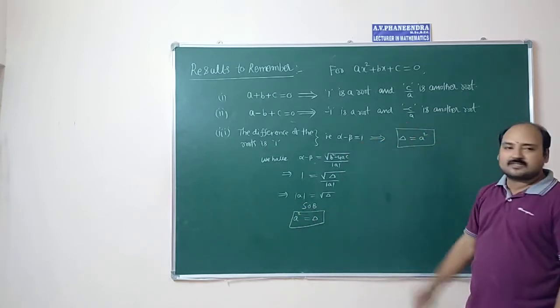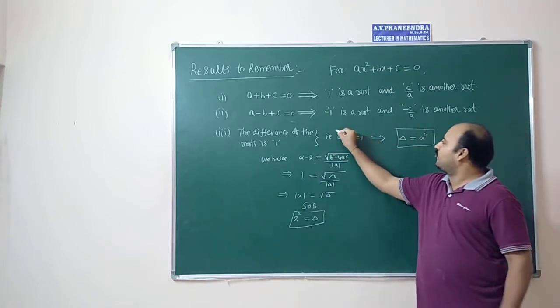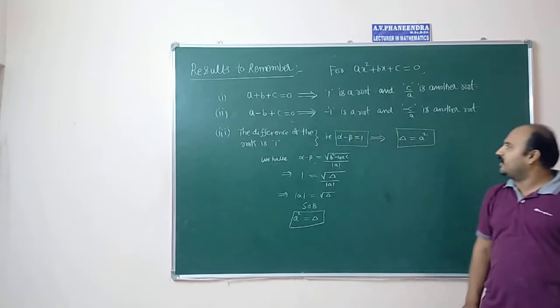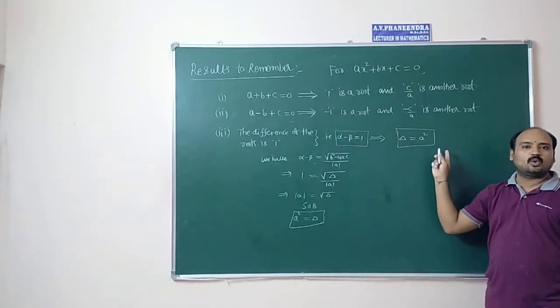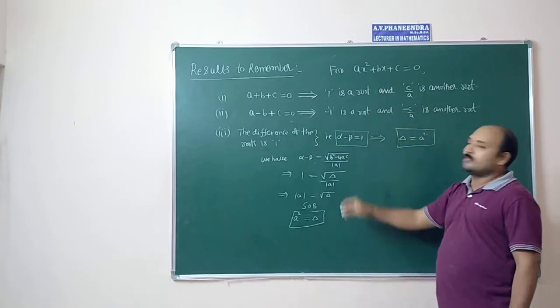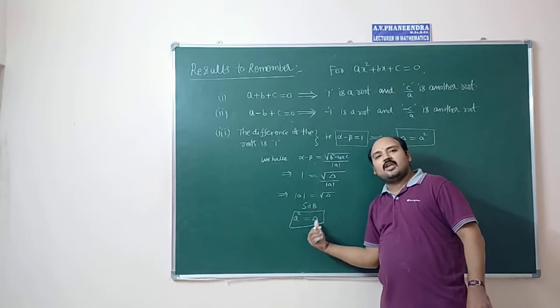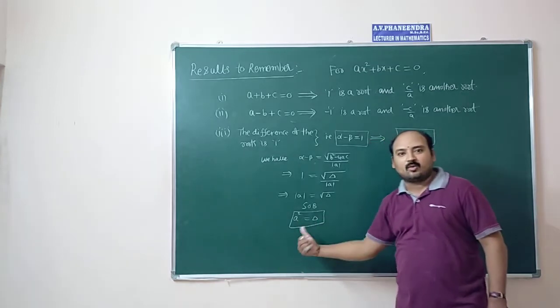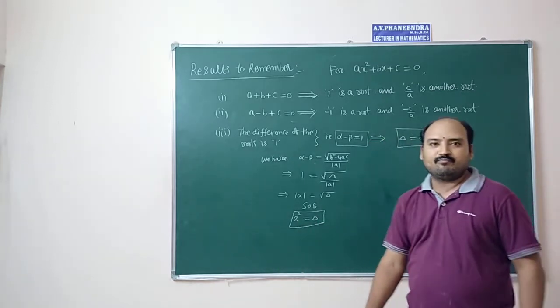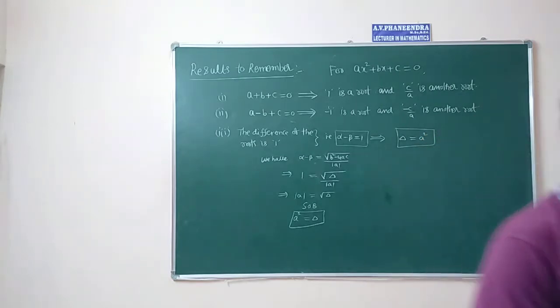When does this happen? Whenever the difference of the roots alpha minus beta is equal to 1, then delta is equal to a square. Whenever the difference of the roots of the quadratic equation is equal to 1, then the discriminant will be equal to a square, delta equal to a square. After that, I'll tell you.